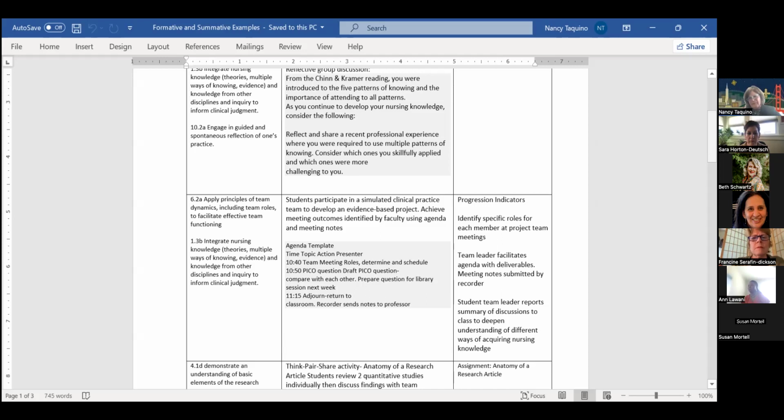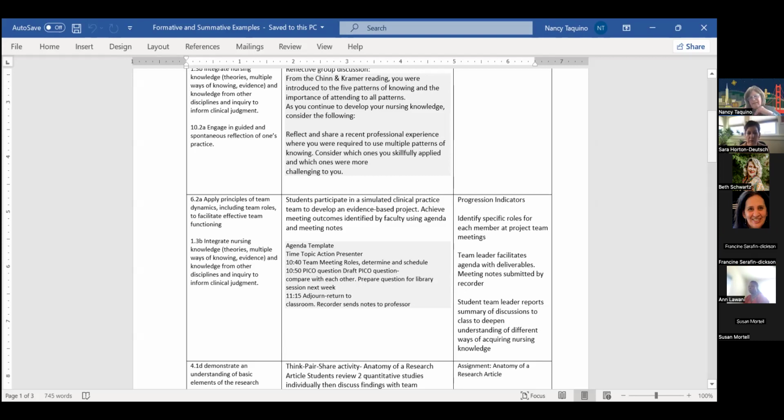That's where I came up with maybe, so these are the things that have to happen at the end of the meeting. They have to identify specific roles. They have to have a team leader that facilitates the discussion. And then they have to report back to the whole class afterward, to talk about their discussion, what they've learned, and how they've used ways of knowing again.